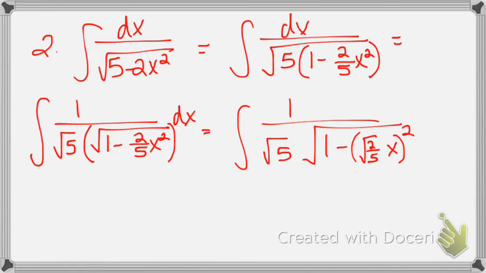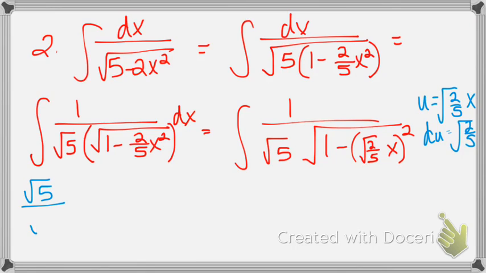Now I can use u substitution. So what's u? And then du is square root of 2/5. Now square root of 2/5, when you're dividing square roots, you can make it square root of 2 over square root of 5. So when I add it in, I can make it square root of 5 over square root of 2. Like I can separate it like that. And then my 1 over square root of 5 comes outside.